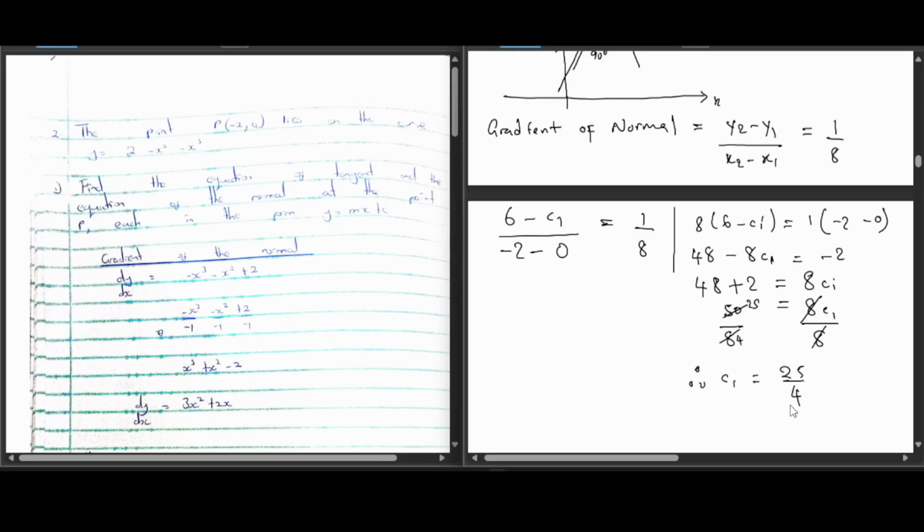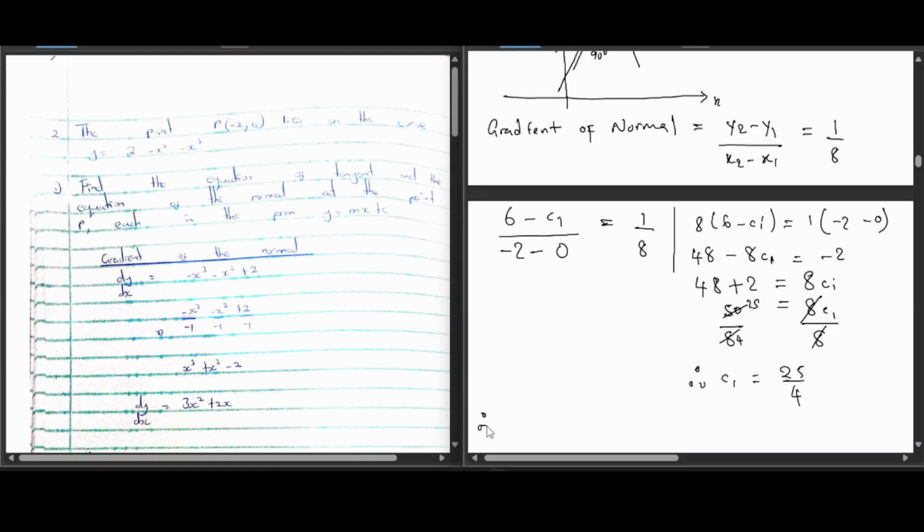So I usually like checking. Minus 8c1 goes to this side and becomes positive, correct. Minus 2 comes and becomes positive. 48 comes from 8 times 6 minus 8c1, correct. Yeah, I think it's correct.